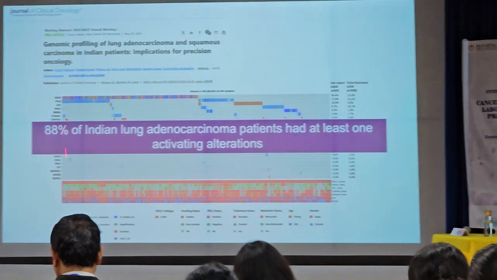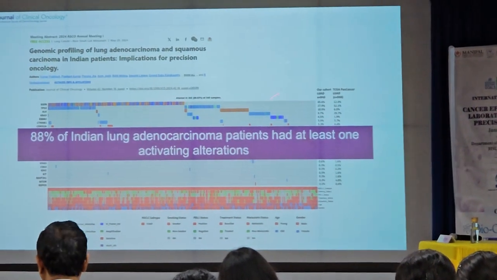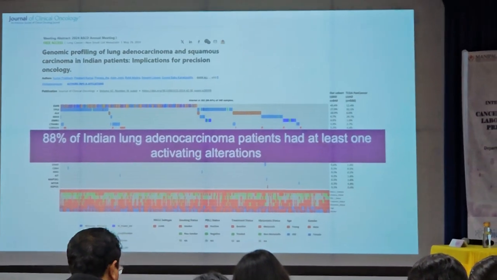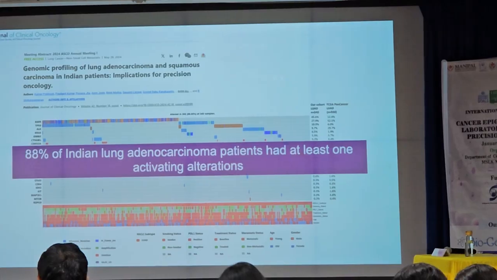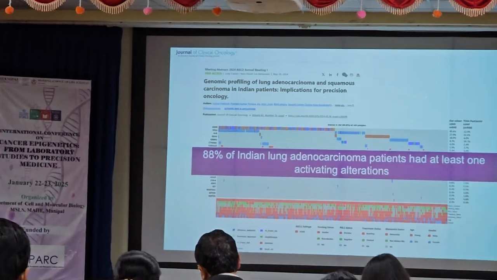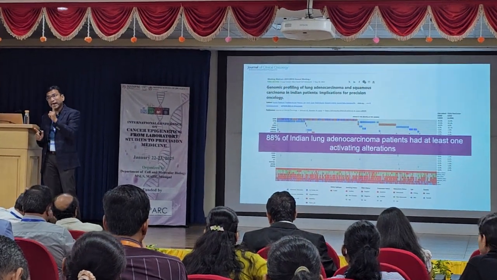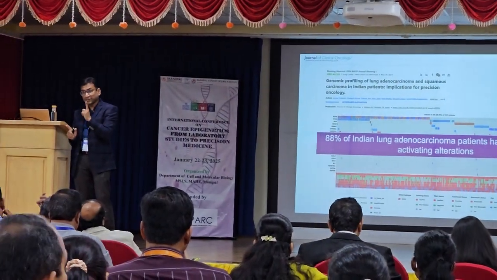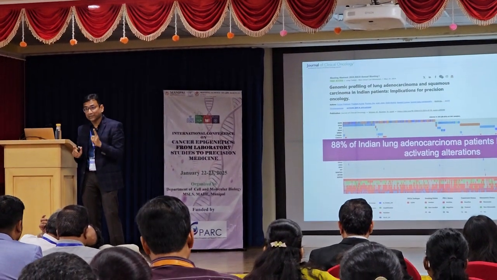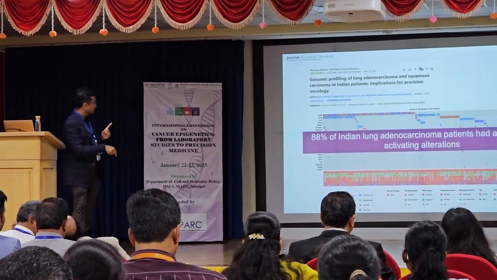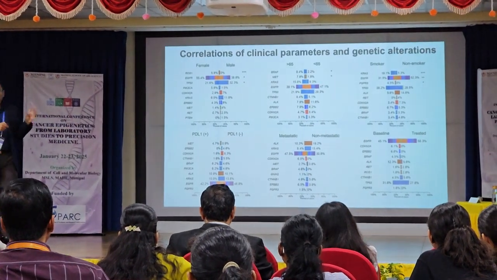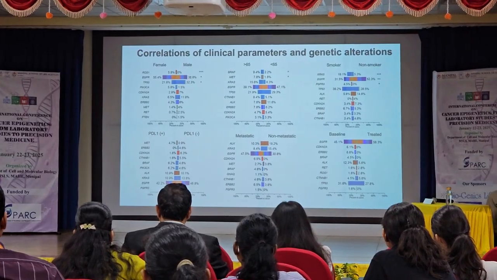But what you see is that 88% of Indian lung adenocarcinoma patients have at least one activating alteration. So if any patient presents in the clinic with lung adenocarcinoma, you may definitely identify in at least 88% of the patients a mutation that you can target. There is a drug which could target a mutation. Okay, I will just skip. These are much more detail about the correlation.